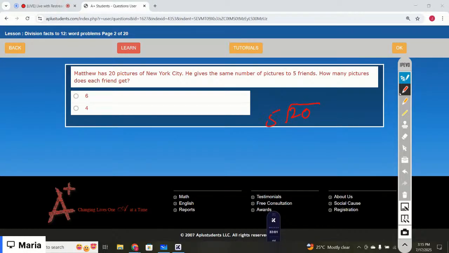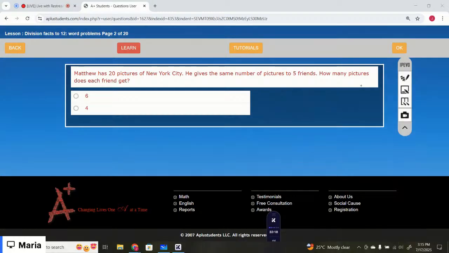So, 5 times what number is 20? That is 5 times 4 is 20. So, the correct option is 4. Very good. Option number 2 is the correct option. 4 it is.